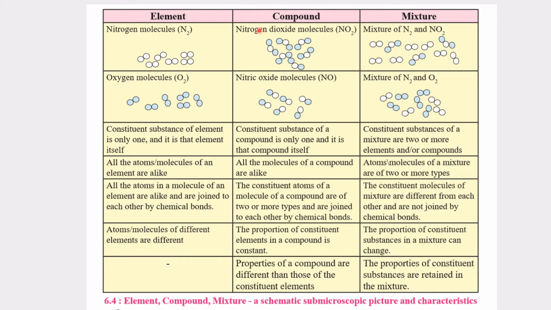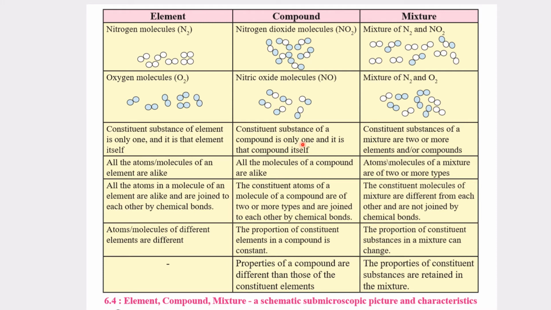Now next we'll move towards compounds, that is nitrogen dioxide, NO2. See in the picture, the white colored circle means nitrogen and the blue colored circle means oxygen. Two oxygens are joined with one nitrogen. Another example is nitric oxide, NO. Here again one oxygen and one N are joined and NO is formed.